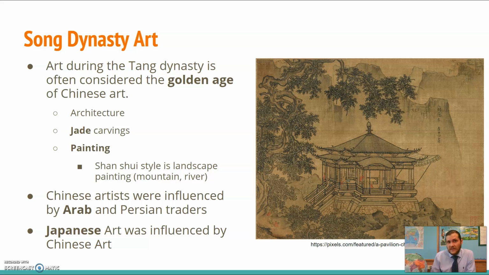The carvings were often that jade stone that we talked about earlier. In the painting style, there was a new style called the Shan Shui style, which is landscape painting. And Shan Shui basically means mountain and river. So it was talking about the beautiful landscapes. And Chinese artists were influenced by the Arab and Persian traders that they encountered on the Silk Road. And then Japanese art was influenced by Chinese art.